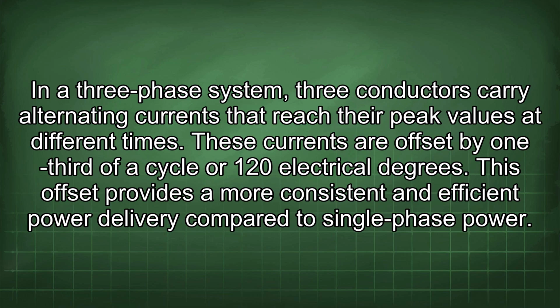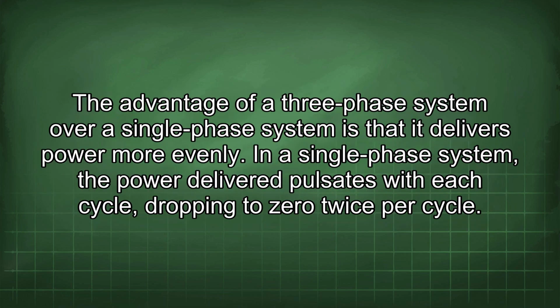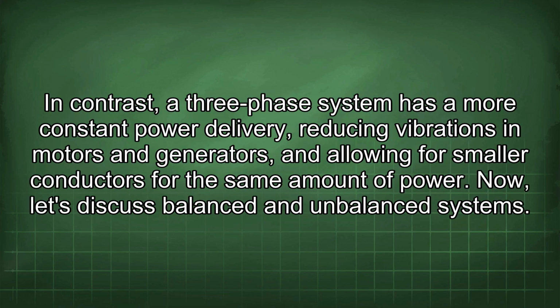This offset provides a more consistent and efficient power delivery compared to single-phase power. The advantage of a three-phase system over a single-phase system is that it delivers power more evenly. In a single-phase system, the power delivered pulsates with each cycle, dropping to 0 twice per cycle. In contrast, a three-phase system has a more constant power delivery, reducing vibrations in motors and generators, and allowing for smaller conductors for the same amount of power.